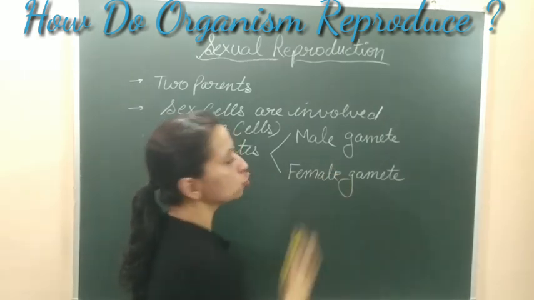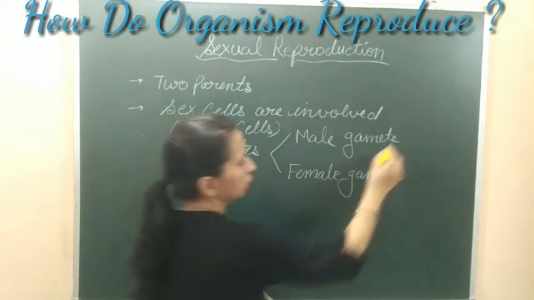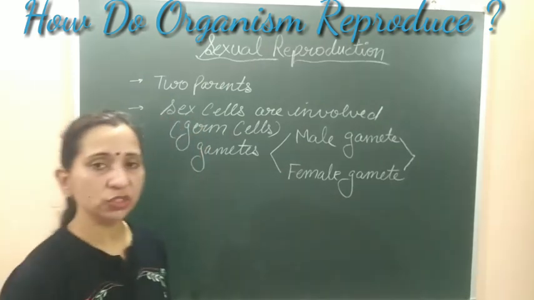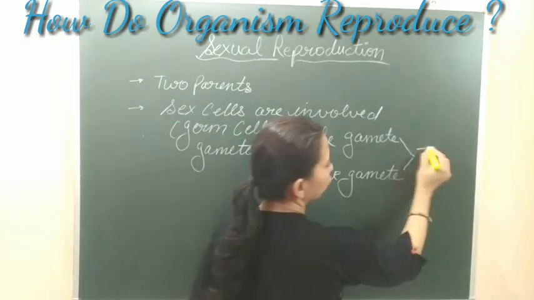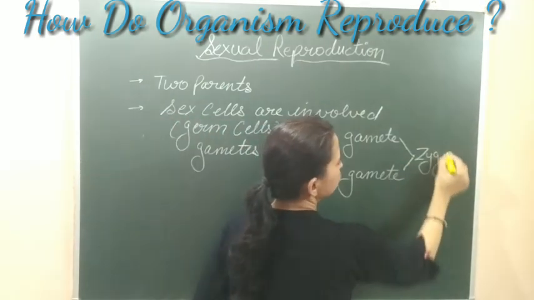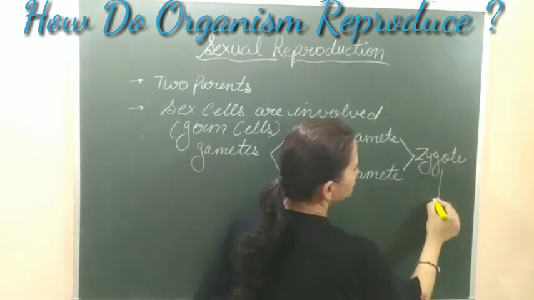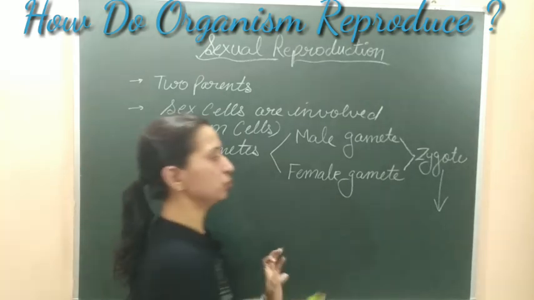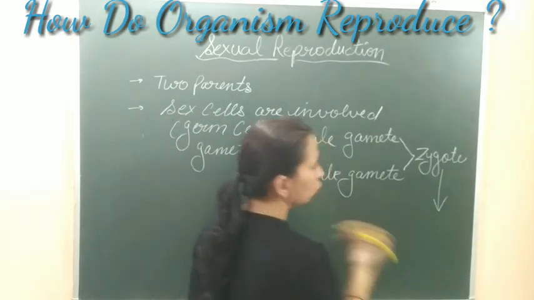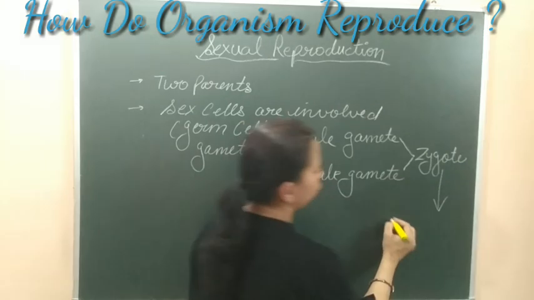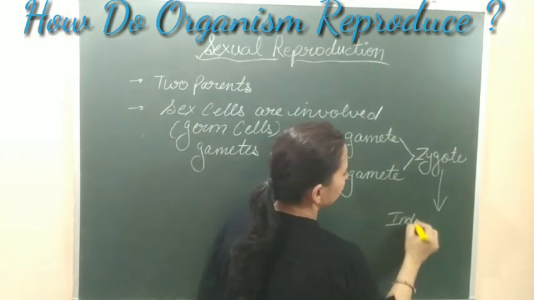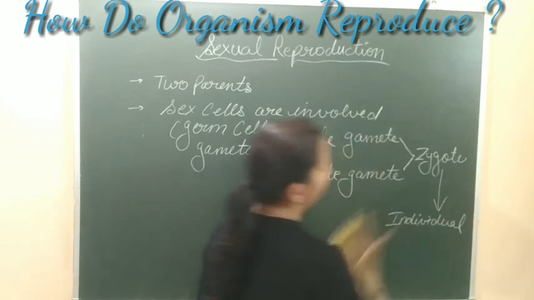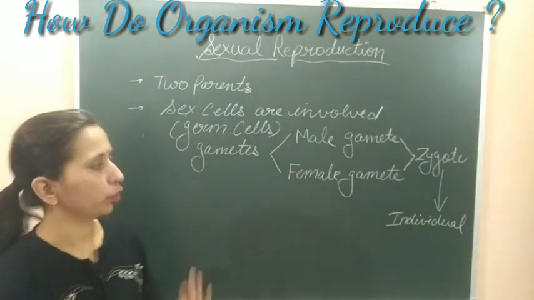Both of these gametes fuse together. They mix together, or we can say they fuse to form a structure which is known as the zygote. This zygote will later on develop into an individual. It will grow and form a new offspring, a new individual. So this is the basic idea about sexual reproduction.